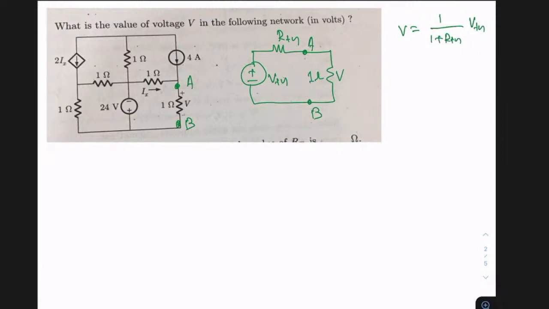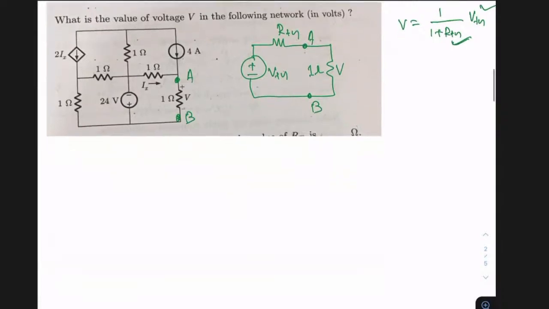So in this case, I have to evaluate what VTH is and what RTH is. If I do that, my problem is over. First, let us work on evaluating VTH. How do you evaluate VTH? To evaluate VTH, you have to open circuit the load. Which is the load? This 1 ohm is the load. So let me redraw the circuit.